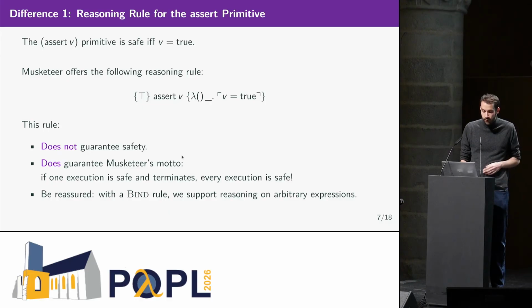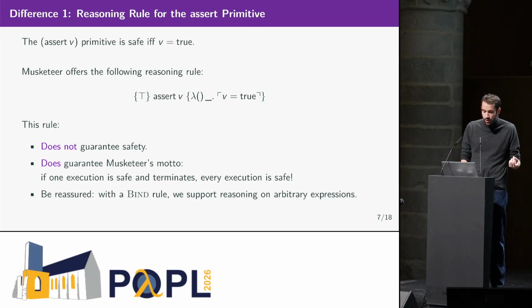However, Musketeer offers the following reasoning rule for assert. It says that you can verify assert V without precondition. So you can apply this rule even if V is false or even if V is equal to 42. And you deduce in the postcondition that V is equal to true. Obviously this rule does not guarantee safety, but it does guarantee Musketeer's motto.